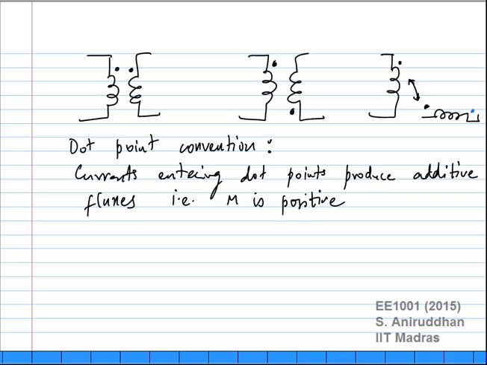What happens if both currents are leaving the dot points? That will also produce additive fluxes. What will happen if one current is entering the dot point and the other is leaving the dot point? That will produce a negative mutual inductance. Is that clear to everyone? So just follow this principle: if you have both currents entering the dot point, M is positive. Very good.